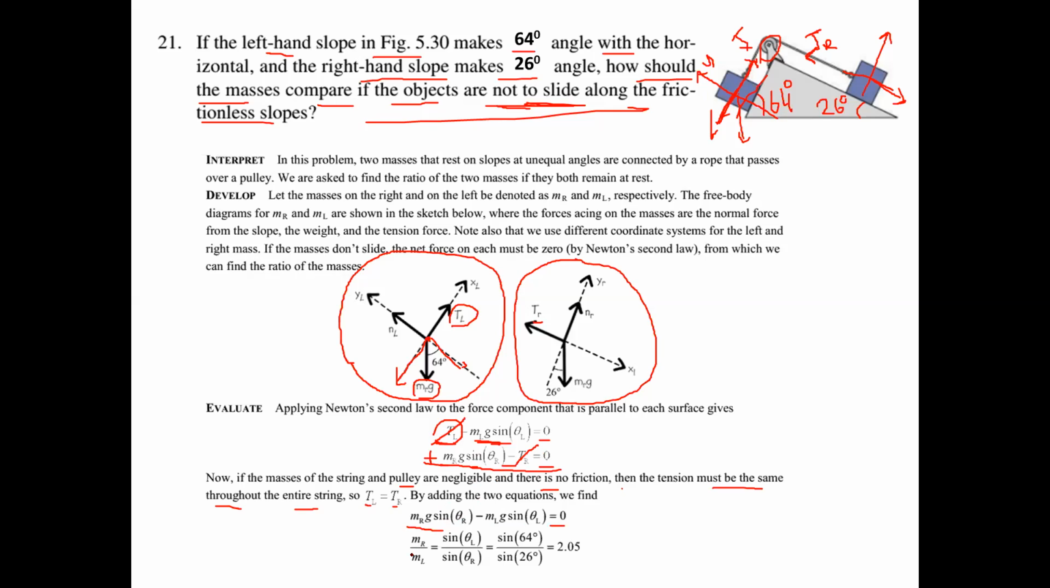From here, if you compare the mass of the right side and the mass of the left side, the ratio will be like this, sine theta L over sine theta R. From here, your ratio will be this one, or you can write it like this, and MR will be approximately 2 ML, right? Question?